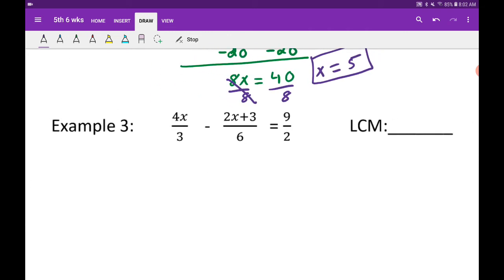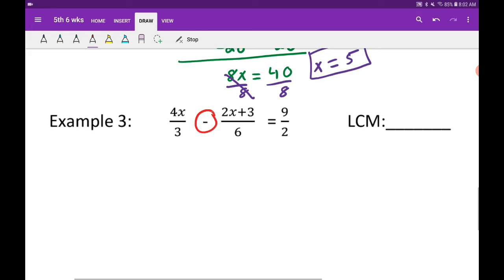Okay, example 3. Things to watch out for always is if there's a negative. So whenever there's a negative, we're going to need to distribute that eventually. So let's keep that in mind. All right, so let's find the LCM first. So we got 3, 6, and a 2. Okay, so we got to find the smallest number that will divide all those, and that will be 6. That divides in evenly, so that would be 6.